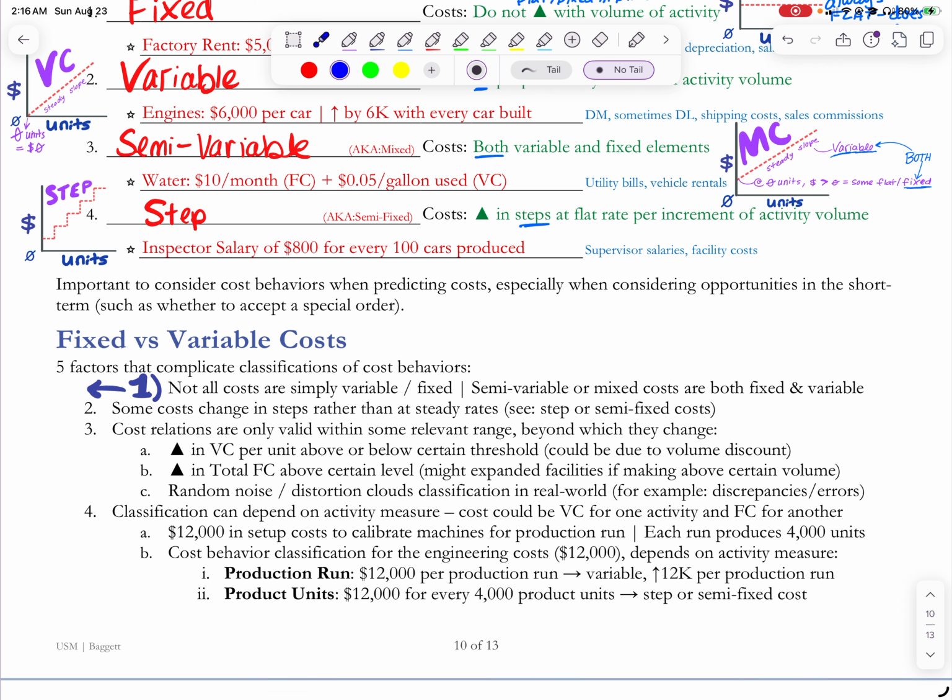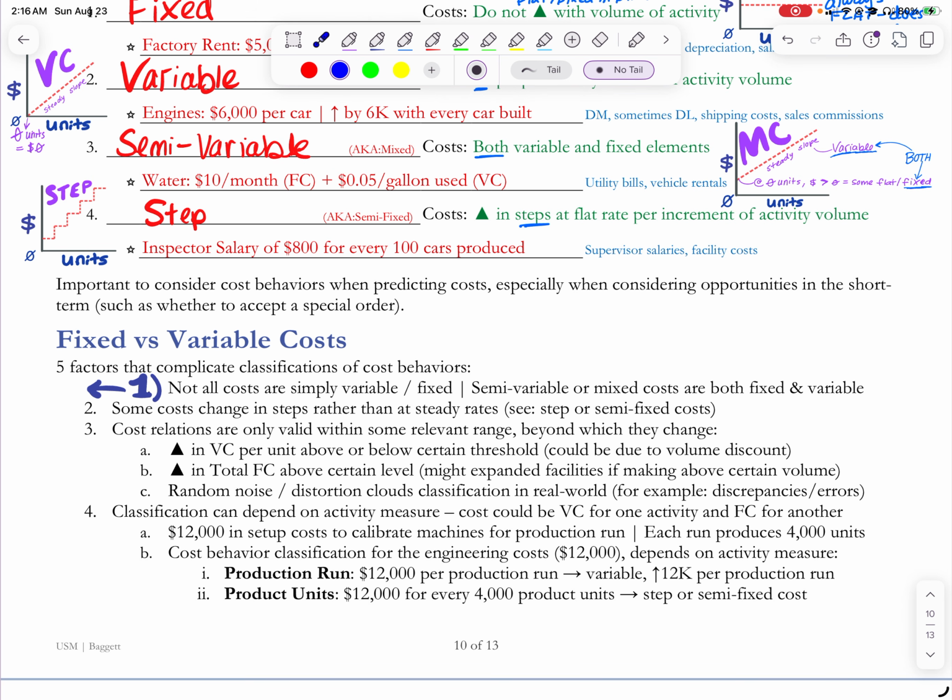Cost relations are only valid within a relevant range. So at some point, you might see a change in your variable cost per unit. Typically, that's steady. That's the reason why the slope is steady. But there might be some point where if you buy so many units, you get like a volume discount. So it decreases, which kind of disrupts things or introduces noise.